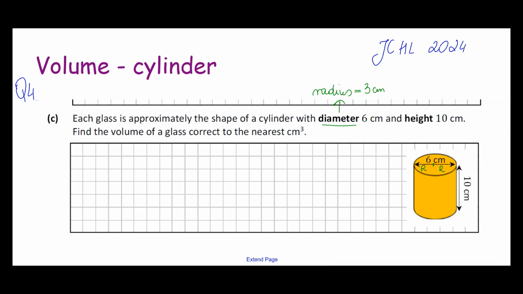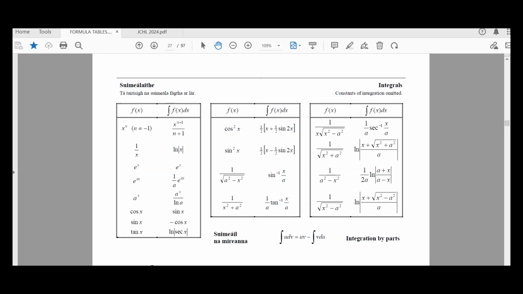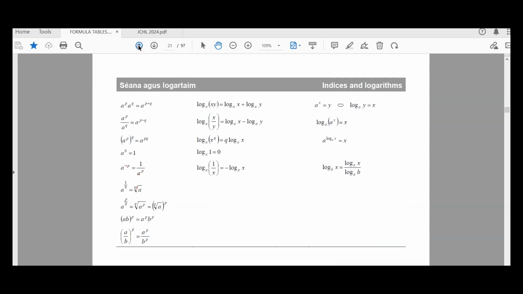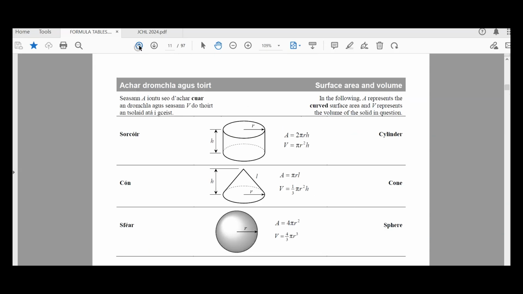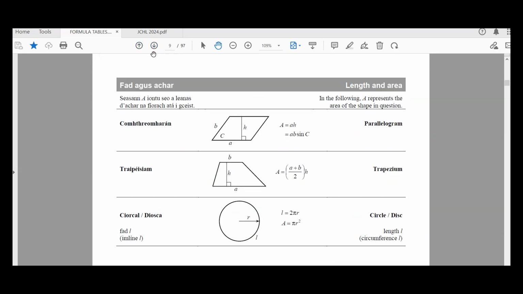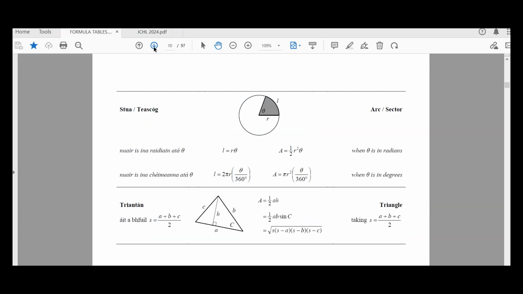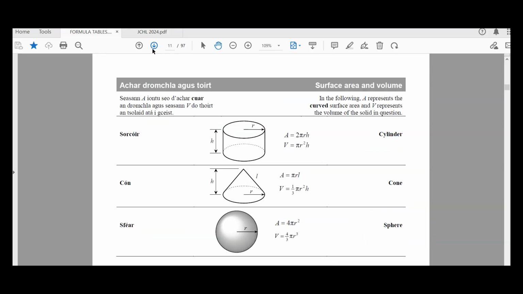We go to our maths tables. And no, that's definitely not the page. It's in the very beginning of our maths tables. First 2 pages are the areas of 2D shapes. And then we have the next page. Then we have the volume and the area of 3D shapes. So the very, very first one, cylinder, that's what we have here.